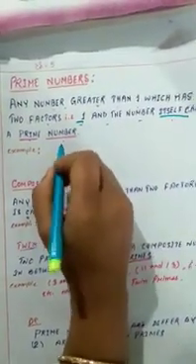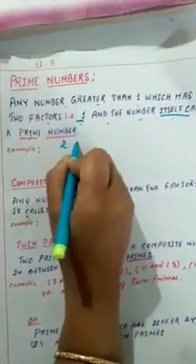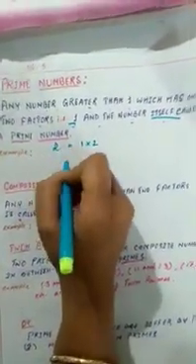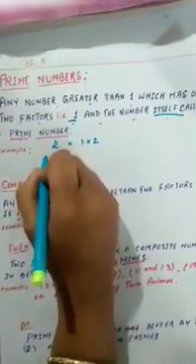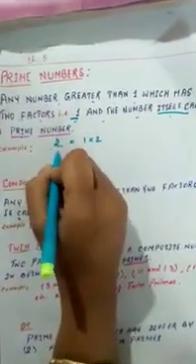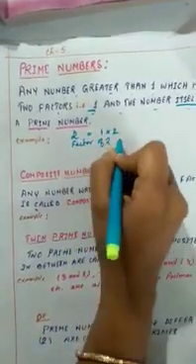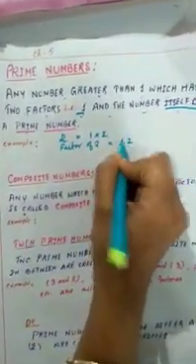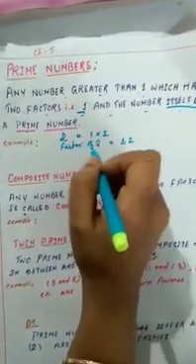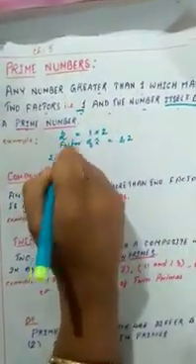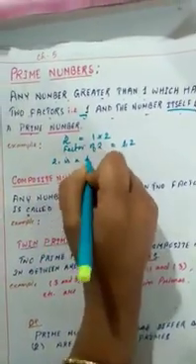Fine children, see here, like 2: how can we write it? Only 2 into 1, others we cannot write, right? So what are the factors of 2? You can see here, the factors of 2 are only 1 and 2. That means this is a prime number, the rest we cannot divide, so 2 is a prime number.